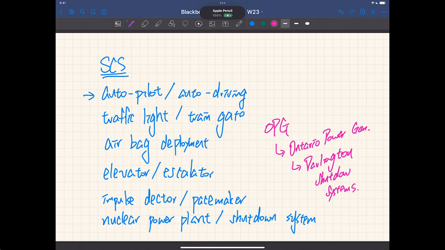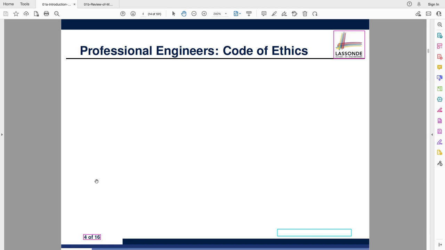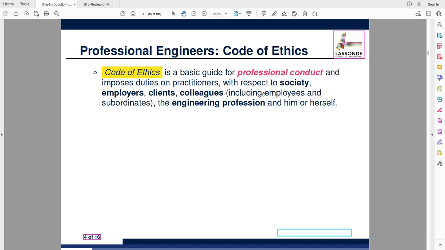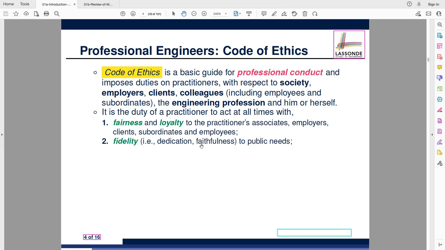Okay. And professional engineers, code of ethics. If you become a professional engineer, what would be your obligation, right? It's lots of text over here. Let's not read all of it, let's just choose some highlights. You have to have professional conduct to all the relevant parties. And you have to be fair, you have to be loyal, you have to be dedicated. You also have to be of high ideals.